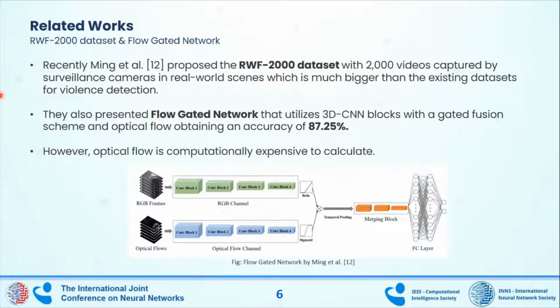Let's look at a more recent work in the field of violence detection. Recently, Ming et al. proposed the RWF-2000 dataset, which is the largest dataset in the field of violence detection, with 2,000 videos captured by surveillance cameras. They also presented the flow-gated network, which utilizes 3D CNN blocks with a gated fusion scheme, and they also used optical flows as input. They obtained an accuracy of 87.25%. However, one downside is that optical flow is computationally expensive to calculate.